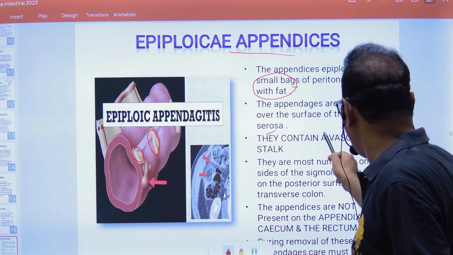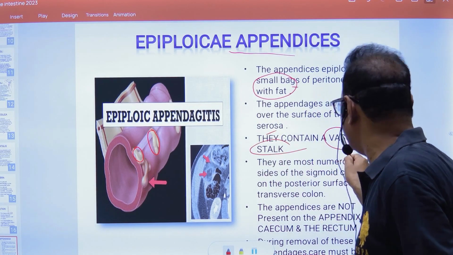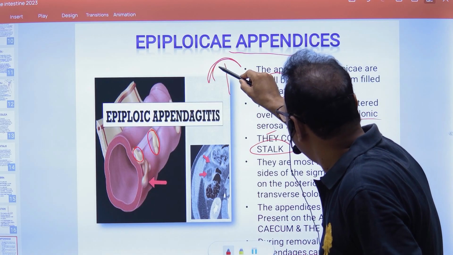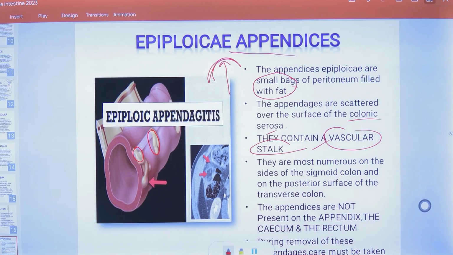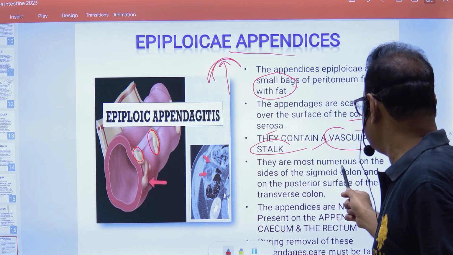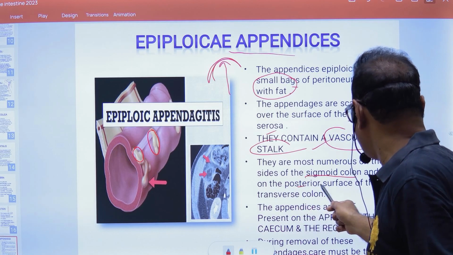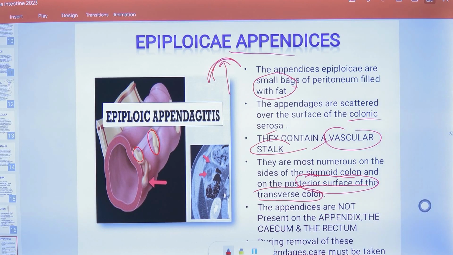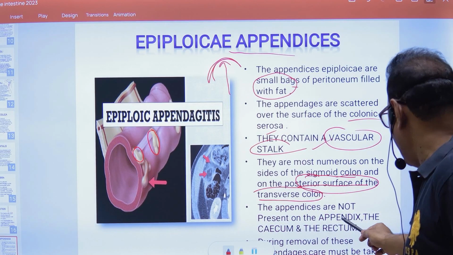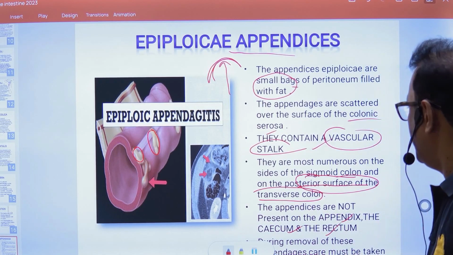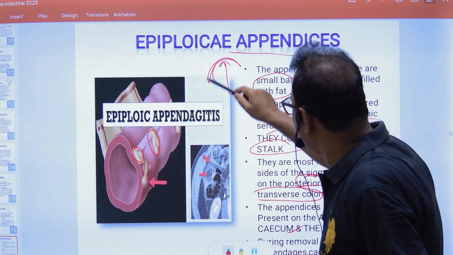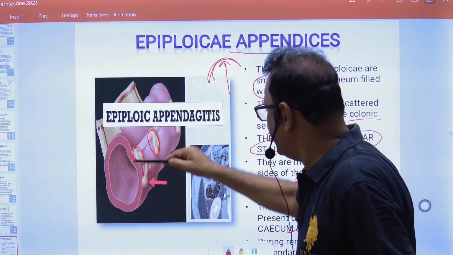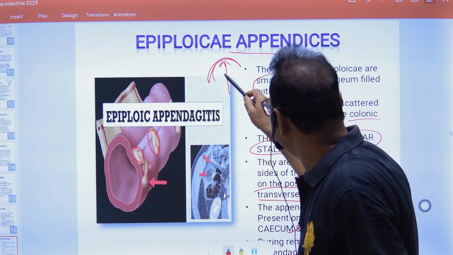Importantly, they contain a vascular stalk. So each appendage will have a vascular structure. They are most numerous on the sigmoid colon and the posterior surface of the transverse colon, and absent from the appendix, the cecum, and the rectum. Since it contains the vascular stalk, care must be taken while pulling up these appendices, otherwise there will be huge bleeding because this contains blood vessels.